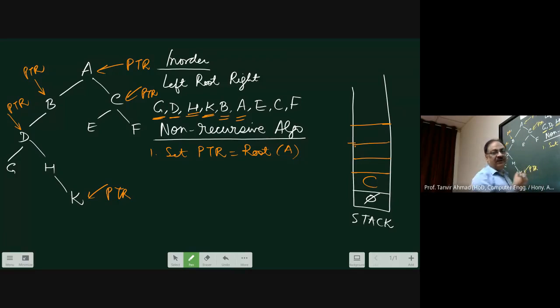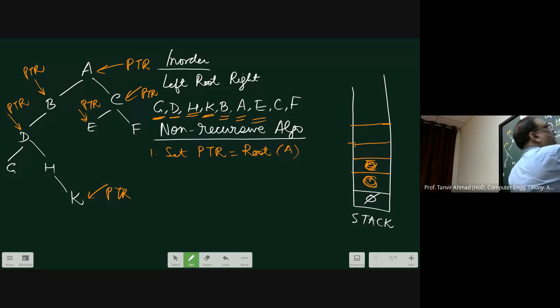Then you find that it also has a left child. Therefore, you push E. Then here you find that E doesn't have a left child. Therefore, you pop E out. And then you are going to pop C. And then you are going to F. Therefore, you will now go to F and push F.